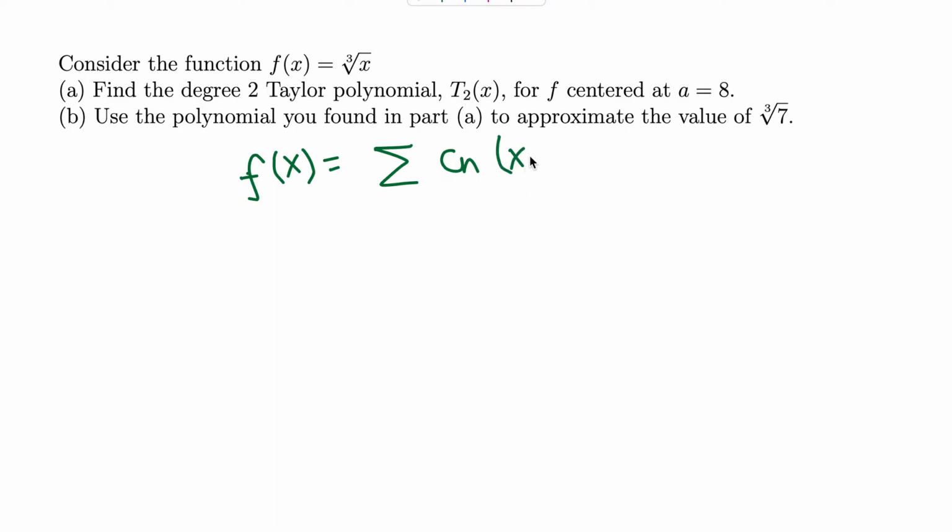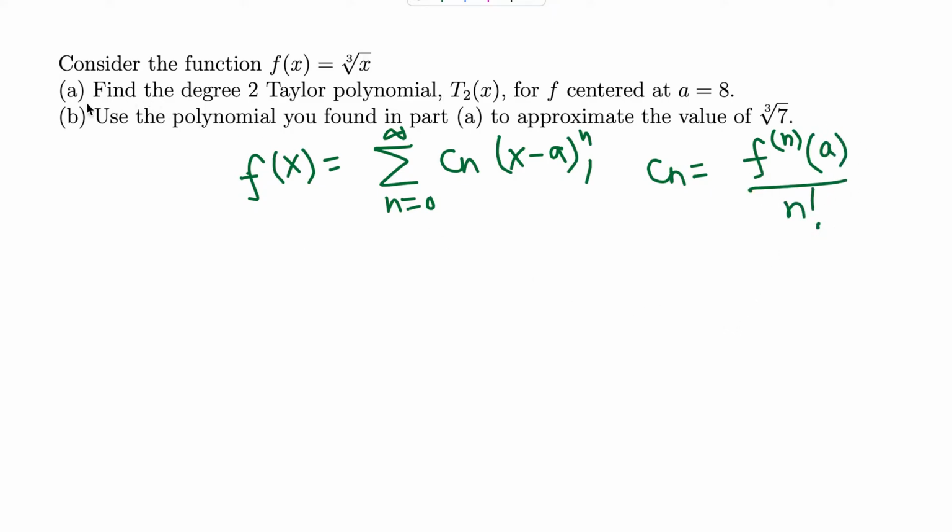the sum of Cn times (x minus center) raised to n, from 0 through infinity, where the Cn's are found by the nth derivative of the function evaluated at the center, divided by n factorial. So a degree 2 polynomial means we just take n equals 0, 1, 2. So (x minus a) squared will give us degree 2.